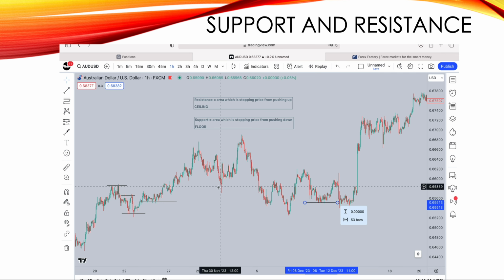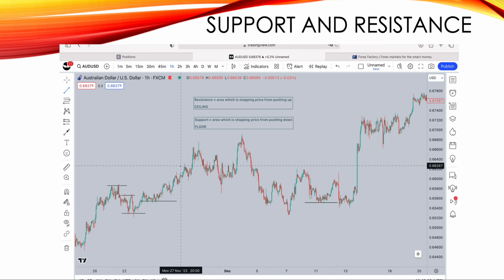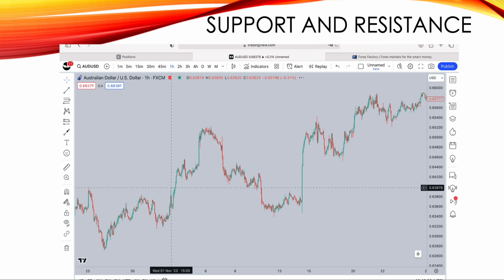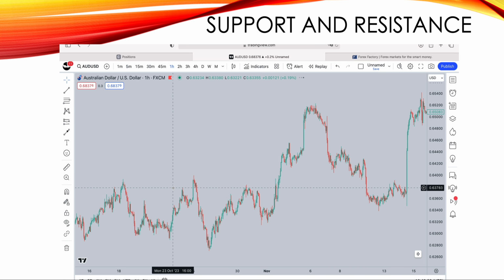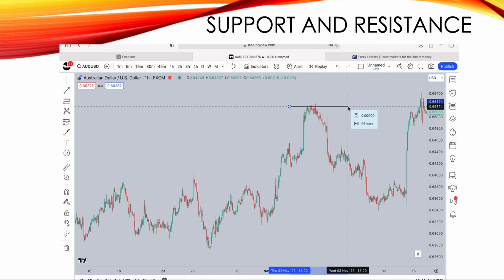Now, are you going to have situations where you have this floor and ceiling, and price smashes through anyway? Of course. Certain levels are going to get broken. Okay, but we need to understand this concept before we go any further, right? Let's go back, okay? Let's have a look by here. Resistance.